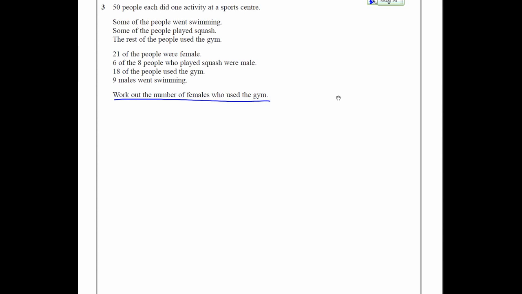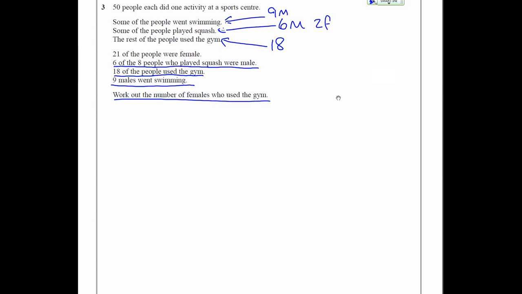Okay, so some people went swimming. Not sure how many. Some people played squash. Some people, the rest of them, went to gym. 9 males went swimming, so 9 males. 18 of the people used the gym, 18 people. 6 of the 8 people who played squash were male, so that means that you have 6 male, 2 female playing squash. 21 of the people were female.